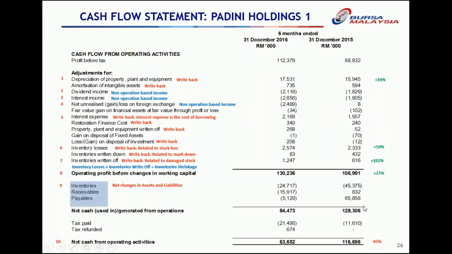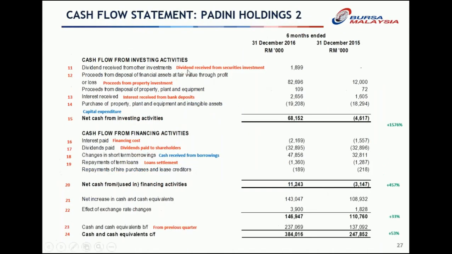Why is that? Because the net changes in assets and liabilities last year was a positive figure, whereas this year they are all negative figures, okay? But these are the things that you need to understand, okay? And then you have cash flow from investing activities.